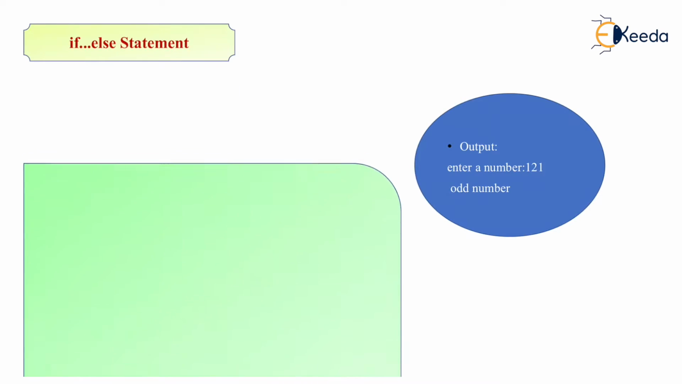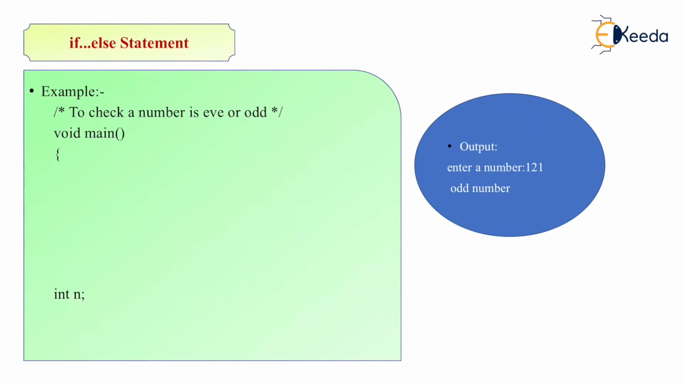For example, to check whether a number is even or odd, we take one number n, then we use printf and scanf, through which we take one value as input: enter a number. Consider the input given is 121. So this 121 value will get stored in n.